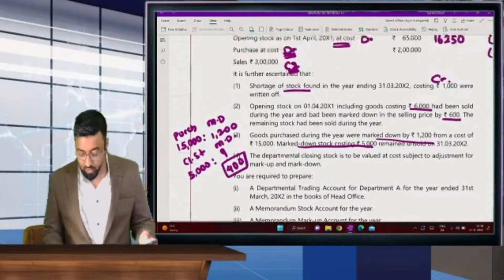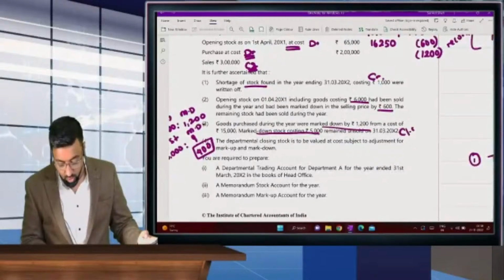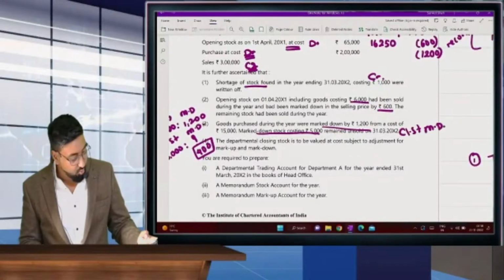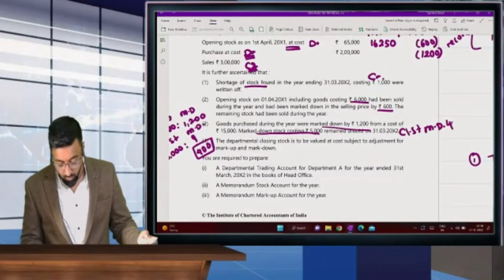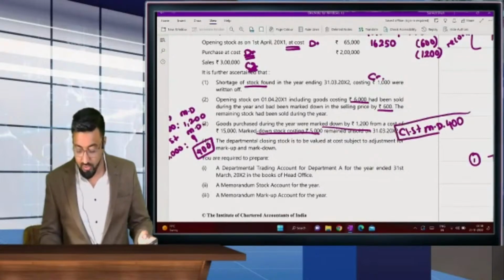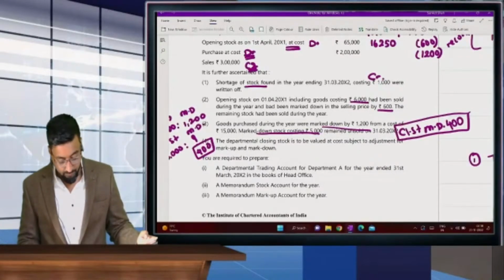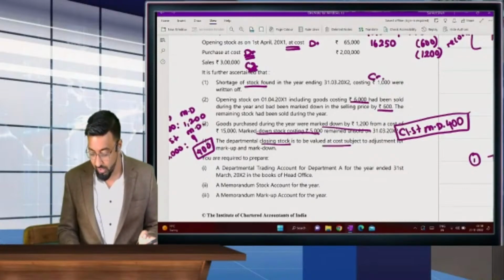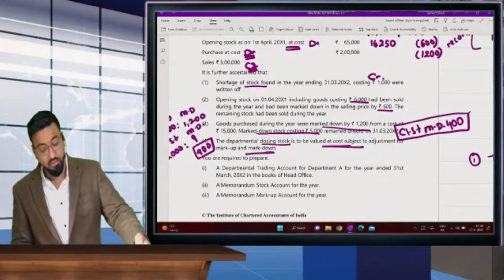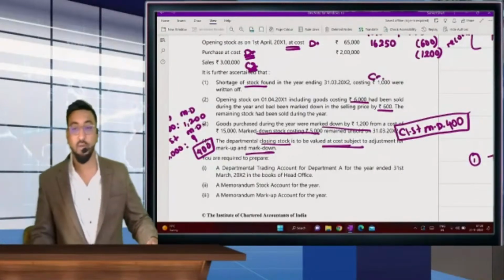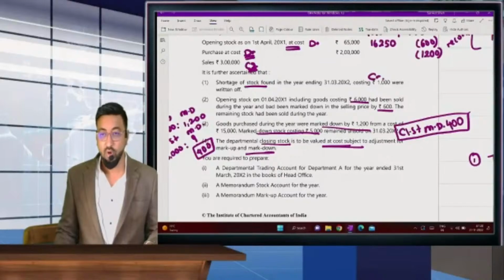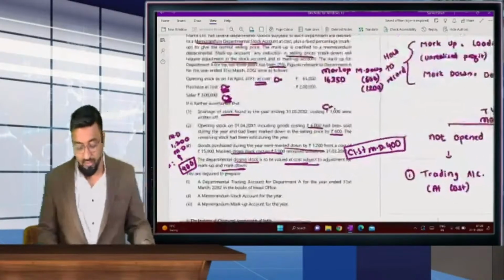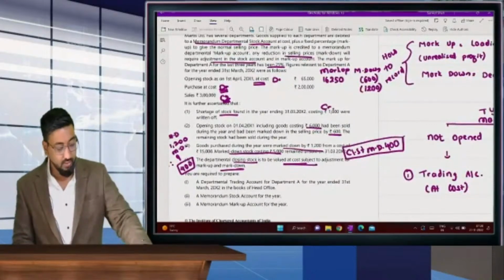So whatever closing stock, in closing stock markdown, we haven't calculated closing stock. So markdown of rupees 400. So what is the markdown in the closing stock? It is of rupees 400. The departmental closing stock is to be valued at cost subject to adjustment of markup and markdown. So closing stock is not given directly. We have to calculate this closing stock and there is a markdown of rupees 400 in the closing stock. Sir, till now there is no difficulty.